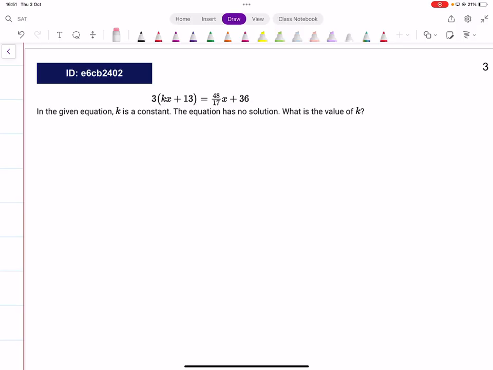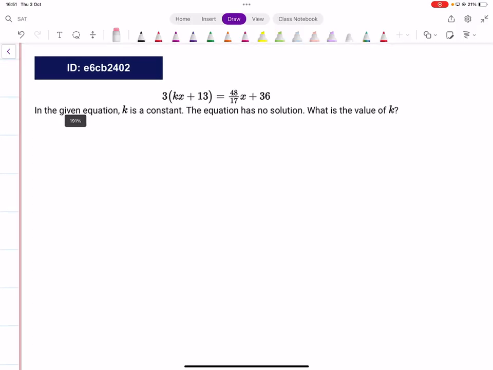The equation has no solution. What's the value of k? When does an equation have no solution? When all the coefficients are the same, just the constant term is different. Okay, let's simplify the left hand side. 3kx plus 39 equals 48 over 17 x plus 36. Now compare the two sides.